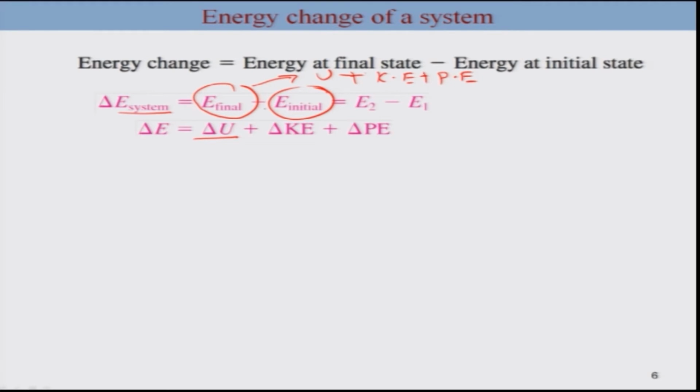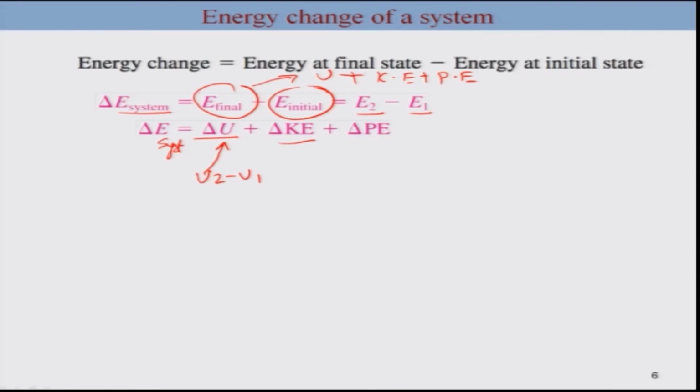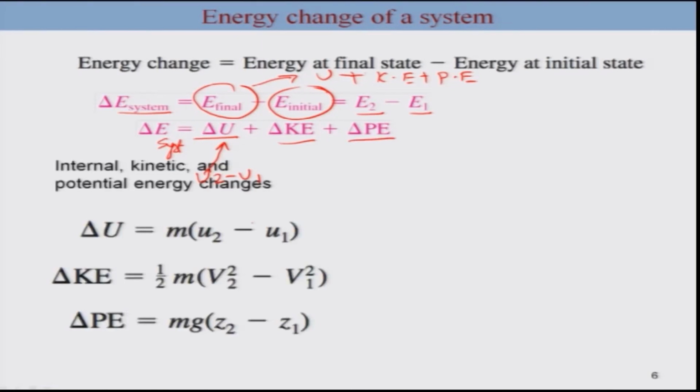So E final minus E initial can be written as E2 minus E1. In other words, you can also write delta E of the system as simply the change in different components of the energy. So this will be the change in the internal energy, that is U2 minus U1, and similarly for delta KE and delta PE. We are assuming that there is no magnetic effect, no electric effect, no surface tension effect, because gravity is considered as a part of potential energy. So you can write this expression in more detail.